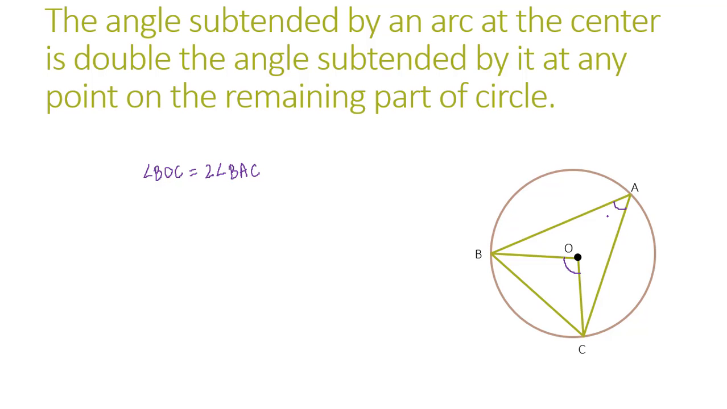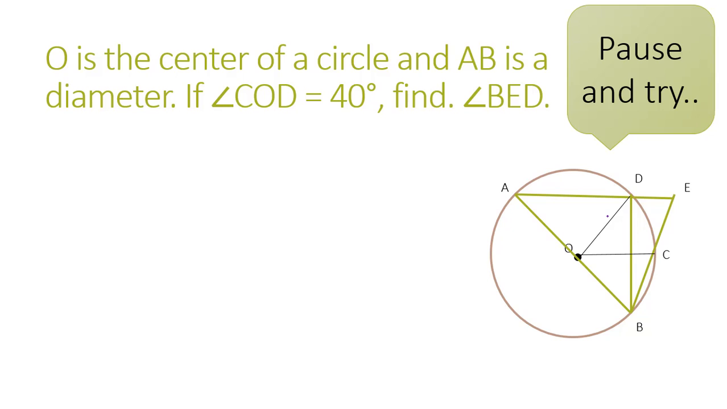Over here we are going to solve one question related to this theorem. O is the center of the circle and AB is the diameter. If angle COD is 40 degrees, find angle BED. We will see what angle COD is. Angle COD will be this angle. It will always be beneficial to draw the diagram and write the angles which are given to you already so that you are better able to visualize. At this point, I would like to request you to pause the video and try to solve the question on your own and come back to check your answer.